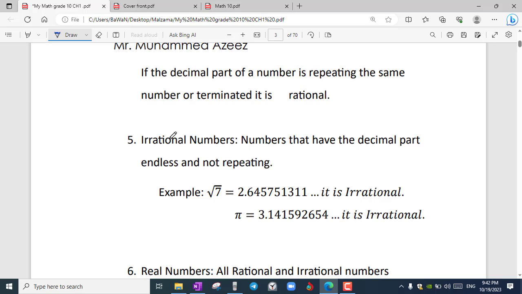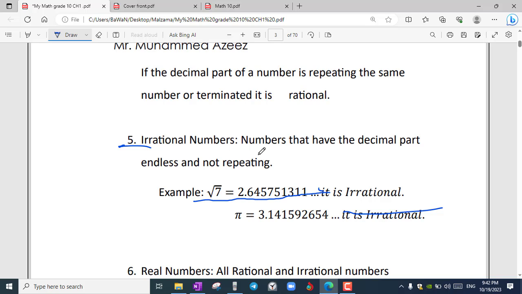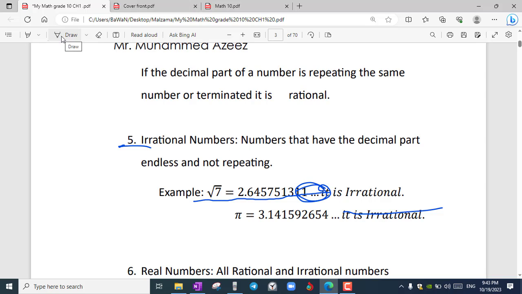Number 5 is important, irrational numbers. Irrational numbers are the numbers that we cannot write it as fraction. In other words, irrational numbers have the decimal part goes on forever, and in the decimal places, like a bunch of random numbers, there's no relation between them, it's not repeating, so it is irrational.